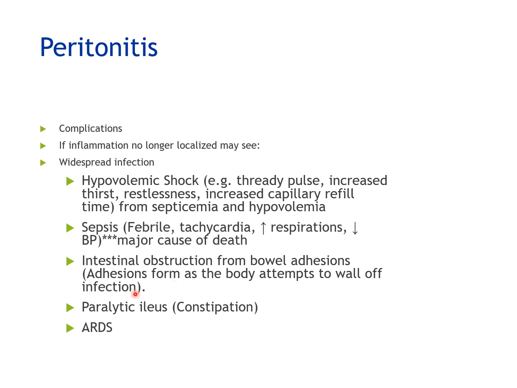You may also see things like intestinal obstructions. The body's trying to fight off the infection that's happened, so you're getting things like bowel adhesions. So those can start growing, and you can end up with an obstruction as well from the peritonitis. So not good, because then your body is really getting messed up at this point. We've talked about paralytic ileus already, why that may happen, and of course acute respiratory distress syndrome can happen as well.